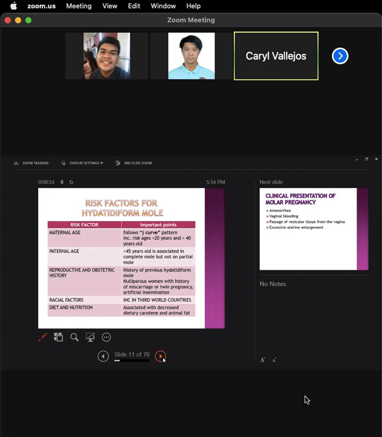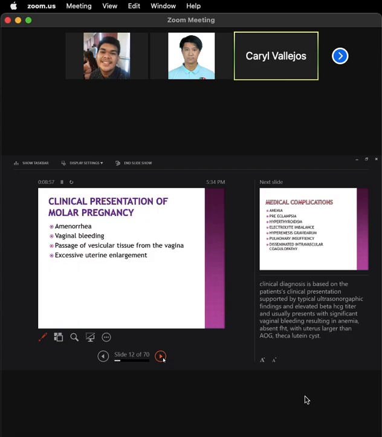So what are the clinical presentations of molar pregnancy? Usually, the patients come in with amenorrhea, a positive pregnancy test, vaginal bleeding, and passage of vesicular tissues from the vagina, or excessive uterine enlargement. Going back to the index case, the patient came in at the emergency room due to vaginal bleeding and passage of vesicular tissues. On internal examination, the uterus was the size of a 16 to 18 weeks age of gestation. However, the patient is only on her 9th week age of gestation.